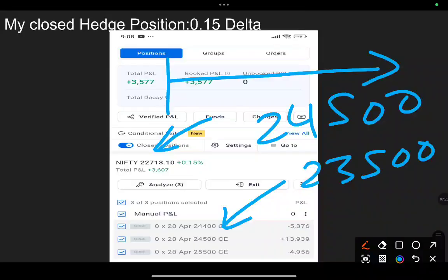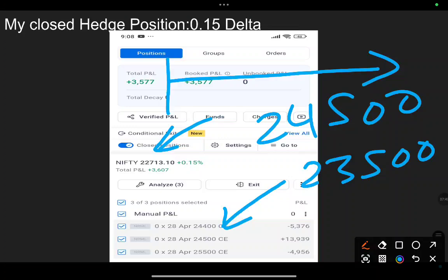Now you might be thinking, how would I know which delta and how many lots? This is where I use my custom AI calculator, which I will pin in my comments as well as in my video description. If you're new to my channel, you can go ahead and explore that based on my older videos. That's how I used my AI calculator tool to hedge my whole capital and portfolio.